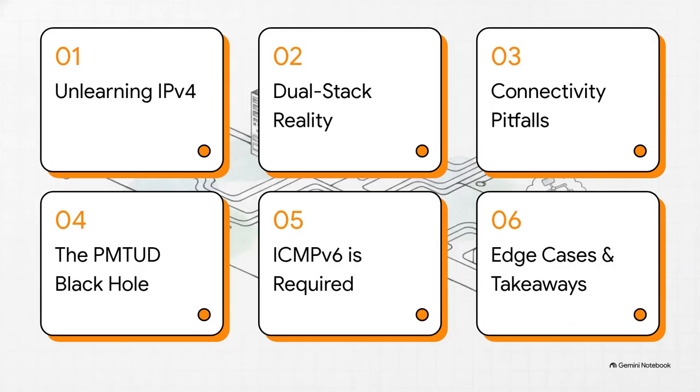Okay, real quick, here is our structured battle plan for diagnosing these common failure modes. We'll start by unlearning IPv4 habits, look at the dual stack reality, and check out addressing and connectivity pitfalls. Then we hit the PMTUD black hole, talk about why ICMPv6 is absolutely not optional, and finally wrap up with some edge cases and key takeaways.